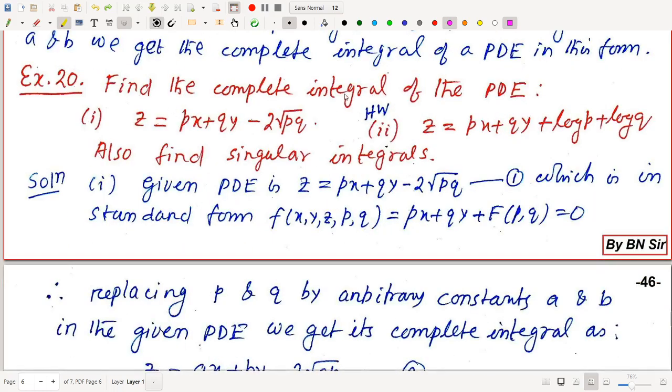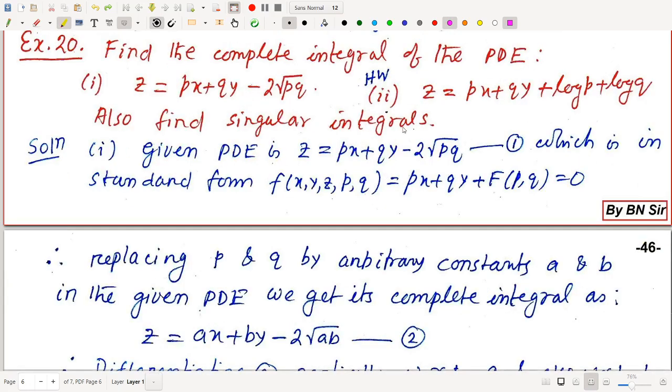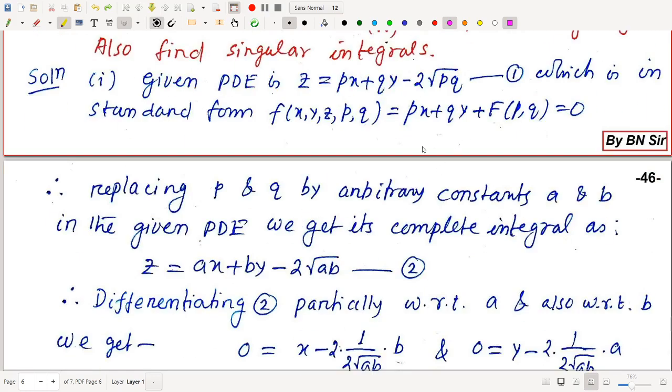So example 20: find the complete integral of the PDE number 1 and number 2. Here log p plus log q, you can write as log pq. And also find singular integrals. So let us solve number 1; number 2 will be homework. So the given PDE is z equal to px plus qy minus 2 root pq, which is in the standard form F of x, y, z, p, q equal to px plus qy plus capital F of pq equal to 0, like Clairaut's. So replacing p and q by arbitrary constants a and b in the given PDE, we get its complete integral as z equal to ax plus by minus 2 root ab.